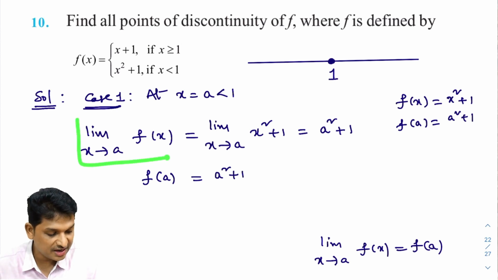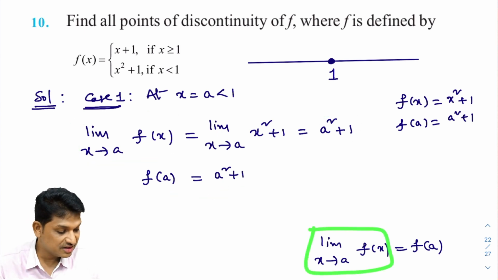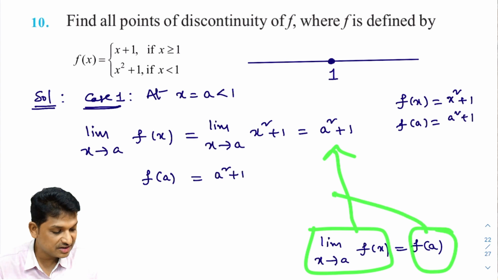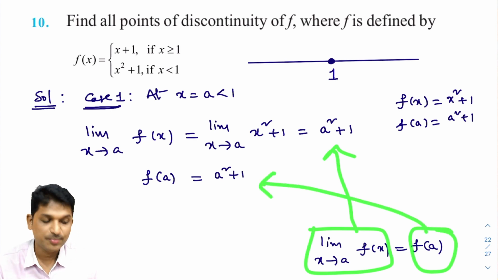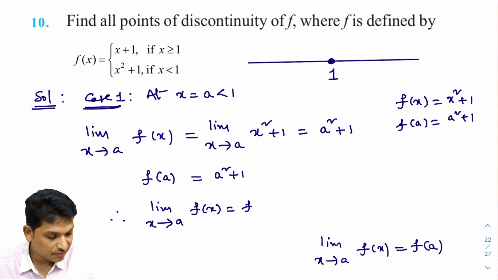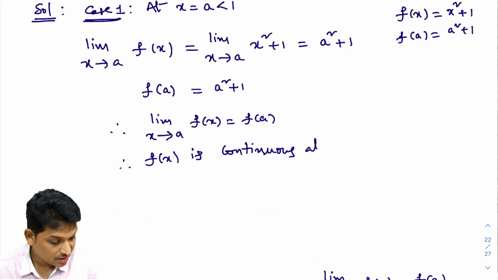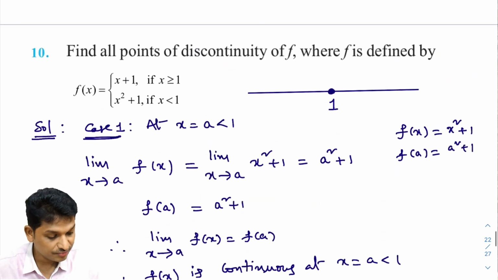What happened? I calculated limit x tends to a, f of x, and I got a square plus 1. F of a is also a square plus 1. So what can I say? Therefore, limit x approaches a, f of x equals f of a. Therefore, f of x is continuous at x equal to a whenever a value is less than 1.